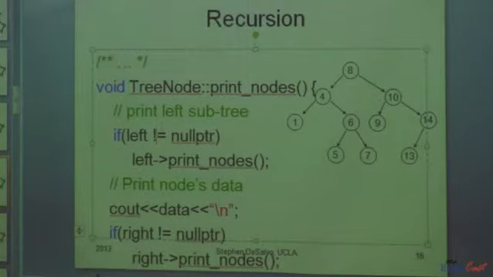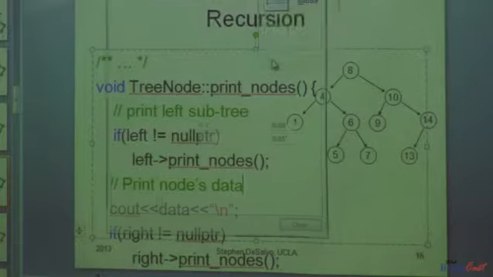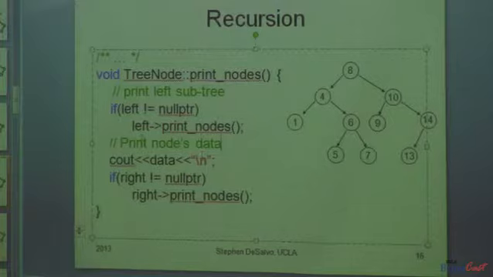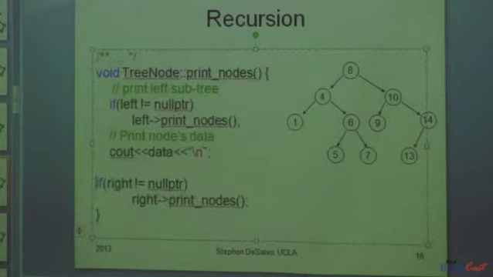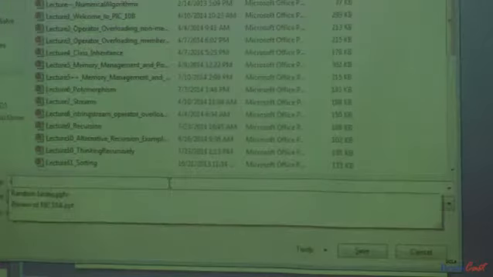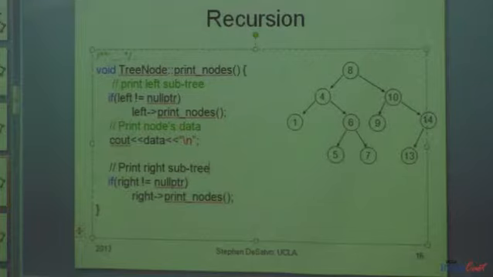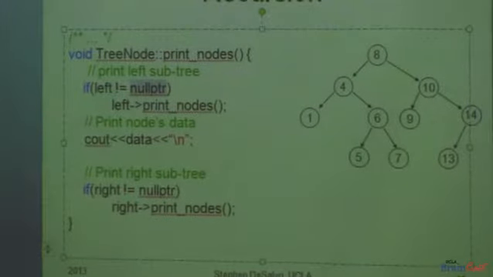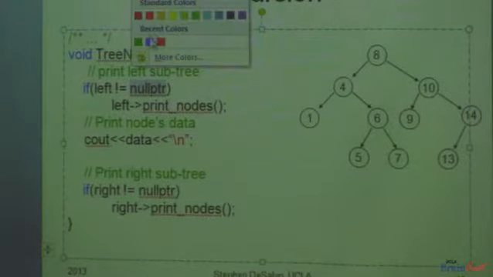There we go. Okay. Print node's data, and then I'm going to have to... is it this button? Yeah, more options, and then shrink text on overflow. Okay, there we go. Print node's data, and then print right subtree. Okay, so that's that. And I should really make these ones blue, because these are keywords, the nullptrs.